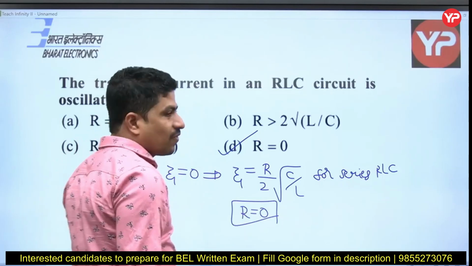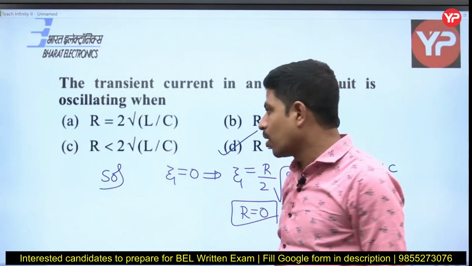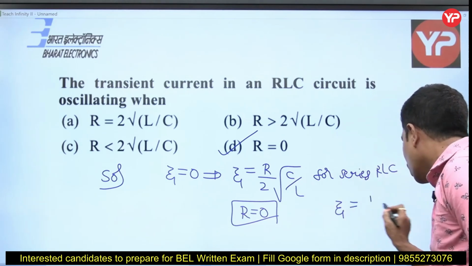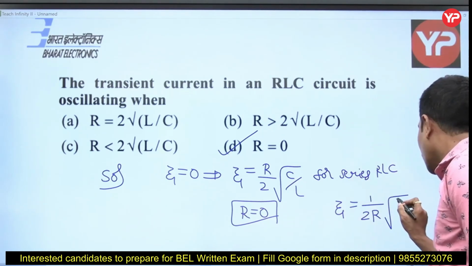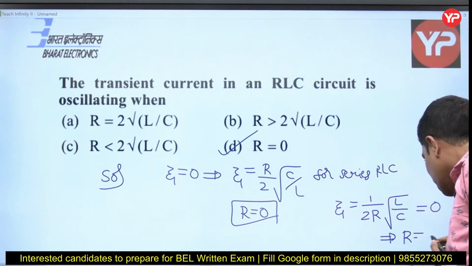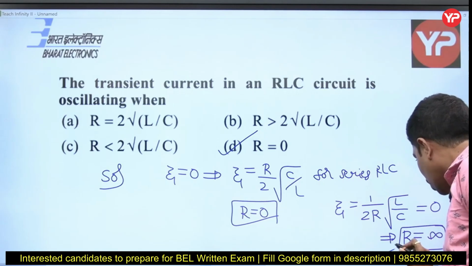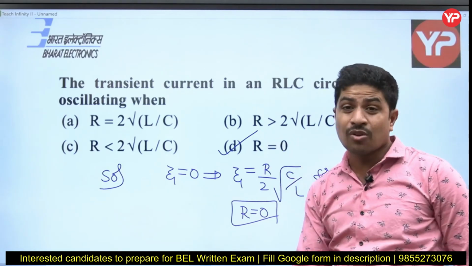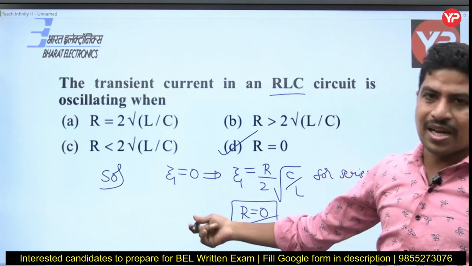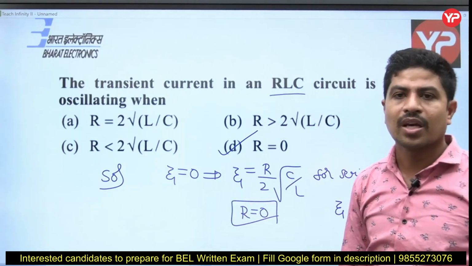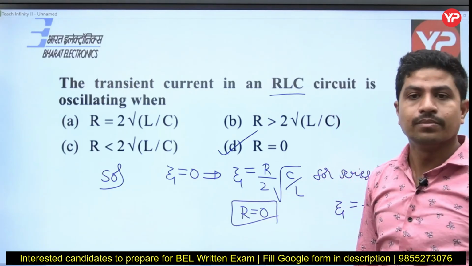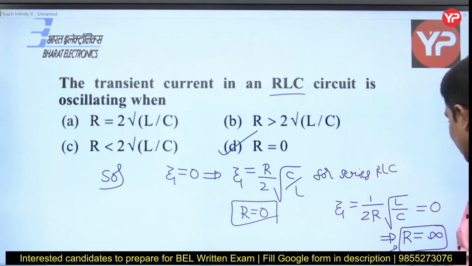Option is D. Sir, what about parallel RLC? For parallel RLC, zeta is equal to 1 by 2R into under root of L by C. This should be 0, that implies R must be equal to infinite. R equal to infinite is not there. He mentioned RLC, he did not mention series or parallel. I checked for series, answer is there. For parallel, it is not there, right? Some people will ask, sir, if both are there, what should we do? No, both should not be given. If both are given, he must mention series or parallel, right?